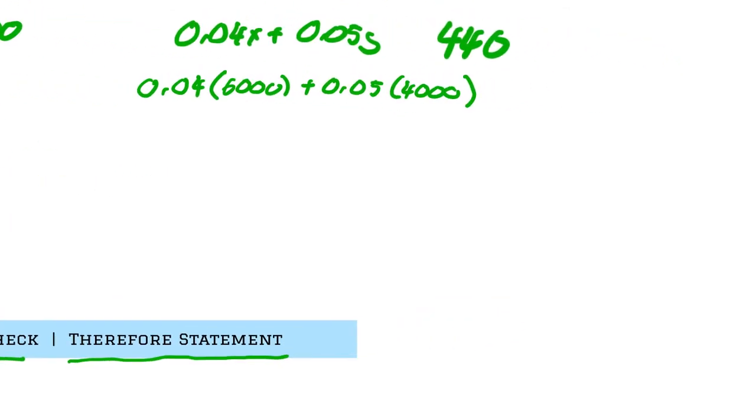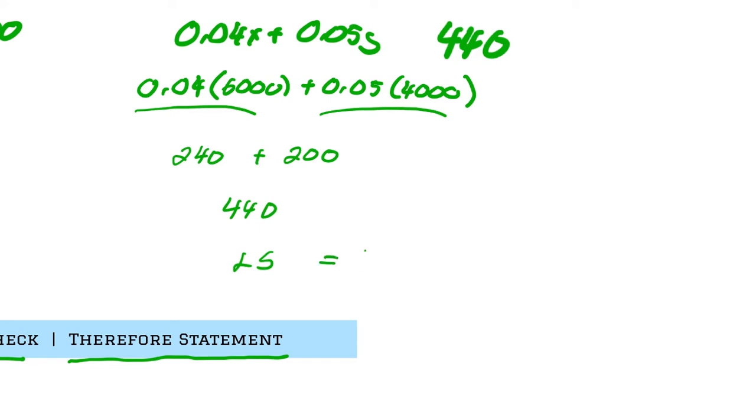Here, each one of these represents the amount of interest made. So at 4%, Tran made $240, and at 5%, she made $200. Add those together, and we have a total of 440. And now let's answer the question.